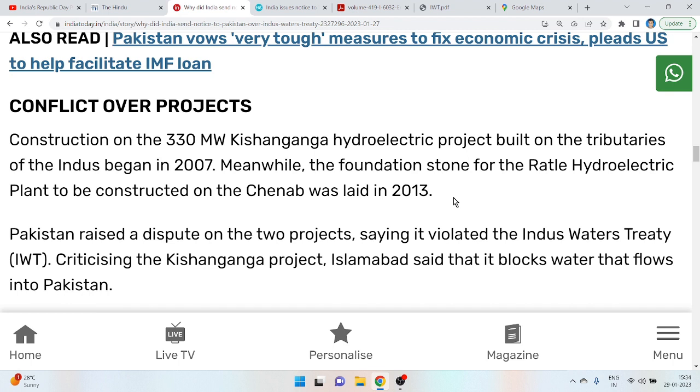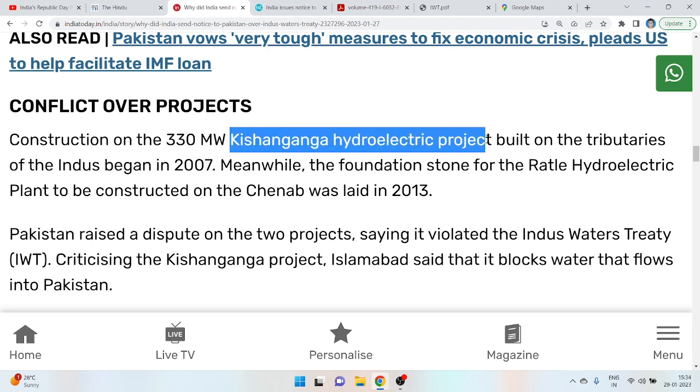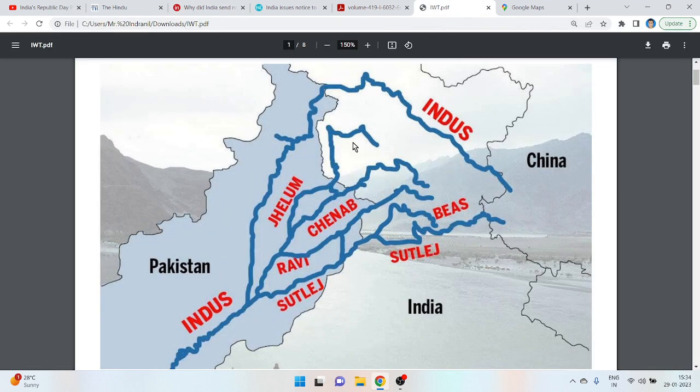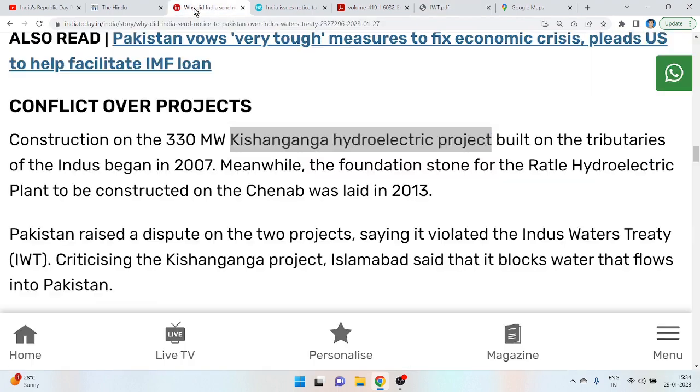Now, what Pakistan is saying is that the Kishan-Ganga hydroelectric project is being constructed on the river Jhelum, which is under Pakistan's control, okay. Pakistan will use maximum water. So India is constructing Kishan-Ganga on the Jhelum and Ratle on the Chenab, and that is why Pakistan is protesting.